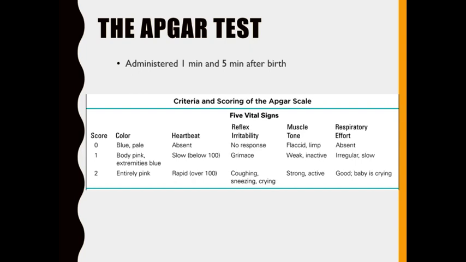And you get a score of 0, 1, or 2. 0 is bad, 2 is terrific. And so we're measuring you on 5 different vital signs. Your color: if you're blue or really pale, that implies anoxia, so that's a score of 0. If the proximal areas of your body are pink, but your distal areas, your extremities, are blue, then you get a 1. If everything's nice and pink, then you get a 2.